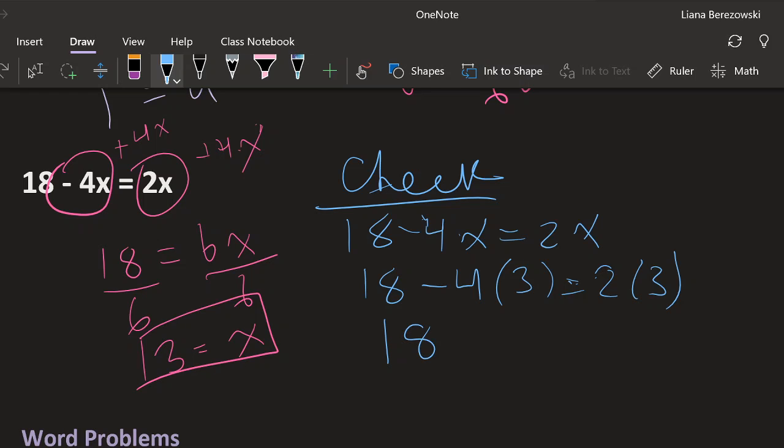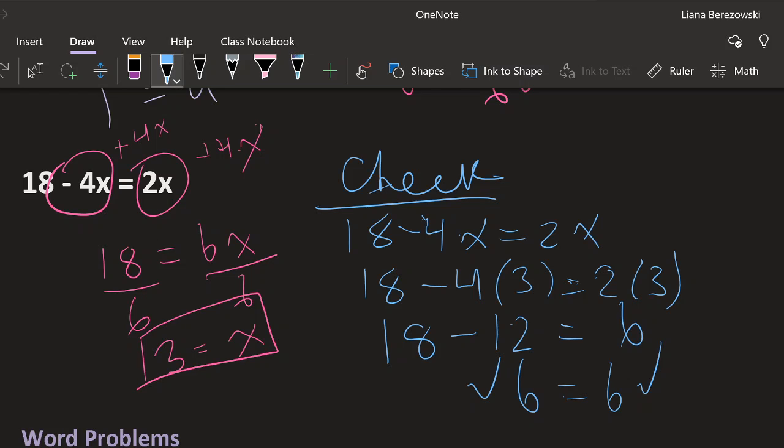So you're going to have 18 minus 12. And on the right, you have 2 times 3, which is just going to be 6. 18 minus 12 is 6, so you end up with the same number on both sides of the equation. So surprise, surprise, this equation is balanced. We solved for the variable correctly.